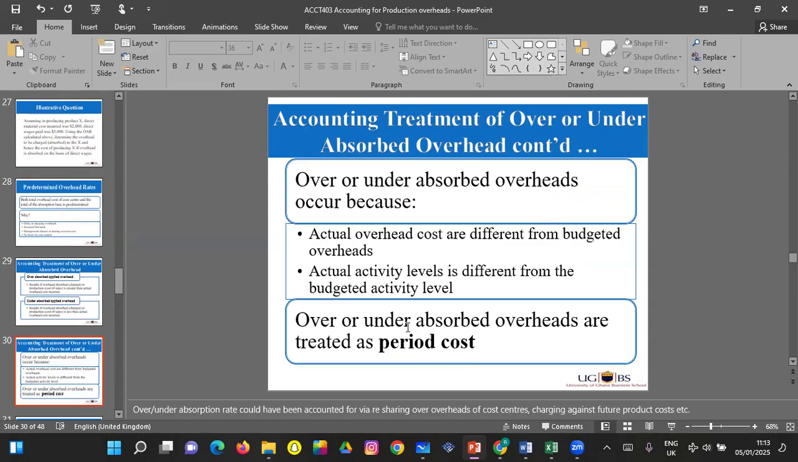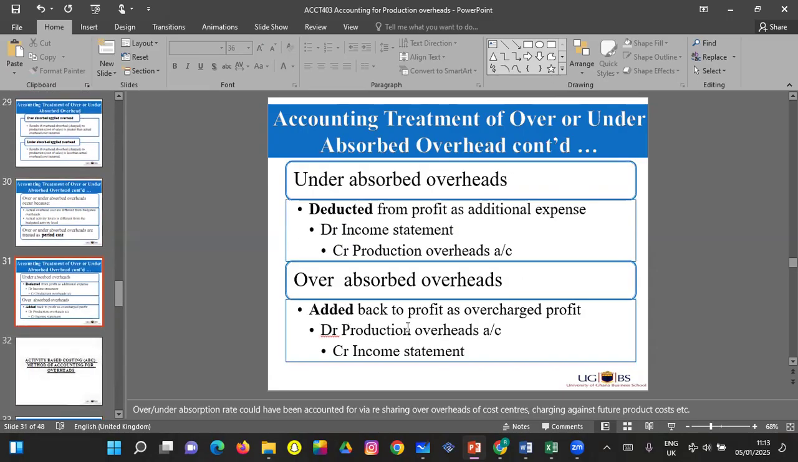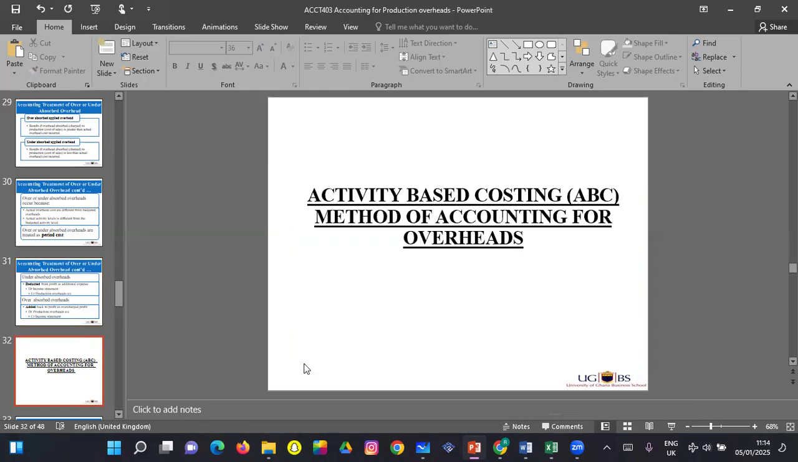So actual activities, so over and under absorption of overhead are treated as period costs, meaning that they are charged to the profit or loss account. So when you under absorb or undercharge, then you deduct it from profit, which becomes an additional expense. So you debit the income statement, then you credit the production overhead. Then over absorption, you add the difference back to the profit as overhead overcharge profit. So you are going to debit the production overhead and credit the income statement.